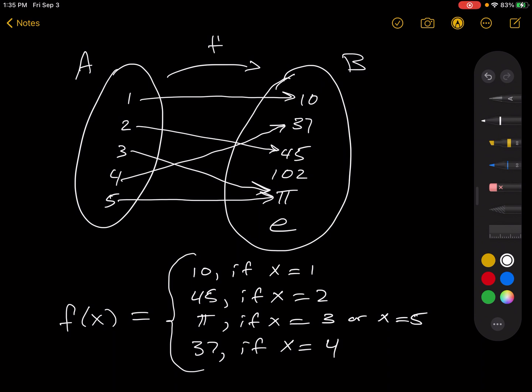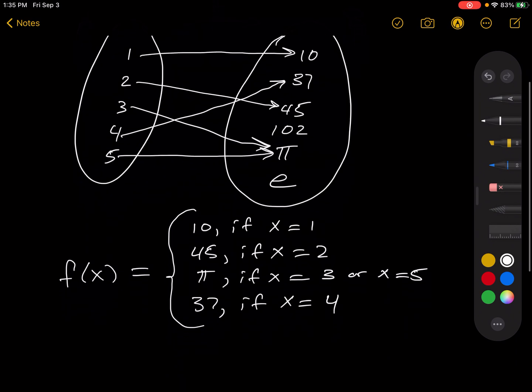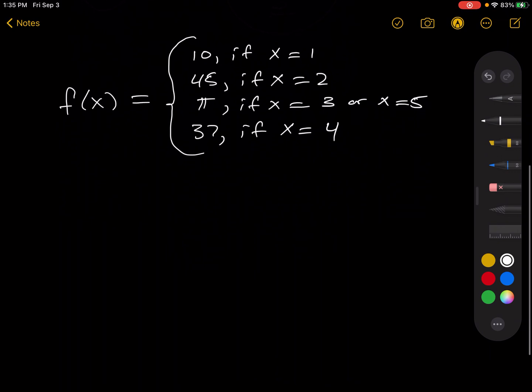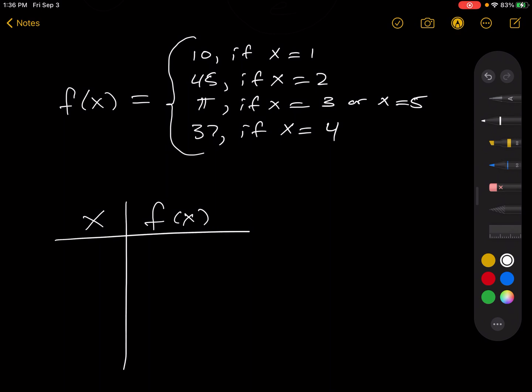But what I want to get at is that there's nothing sacred about this rule. We could specify all this information just with a table. X, f of x. 1 goes to 10, 2 goes to 45, 3 goes to pi, 4 goes to 37, and 5 goes to pi.